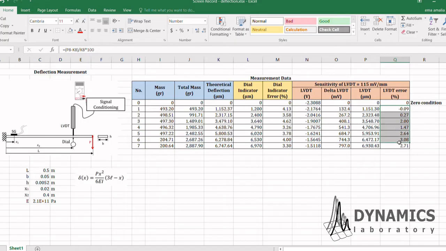Finally, we can calculate the error by comparing the LVDT measurement result with the theoretical deflection, and we get the maximum error is about 3%. From this deflection measurement, we have the error smaller than 5%. Thus, our measurement can be said to be a good measurement.